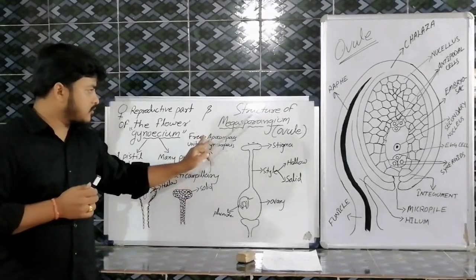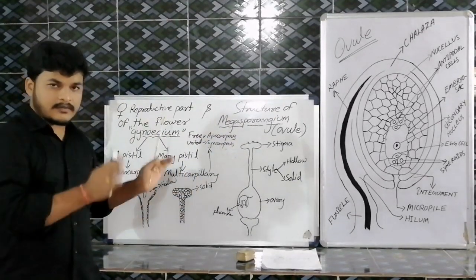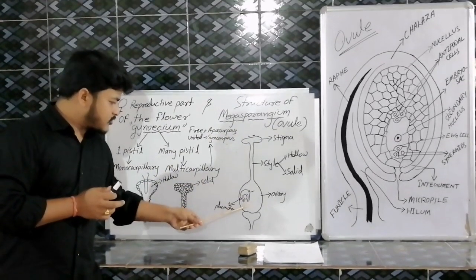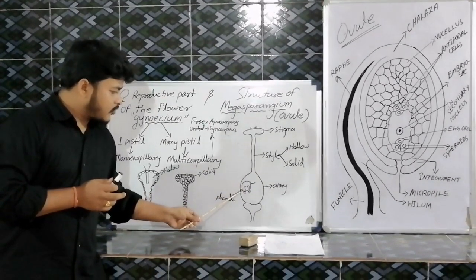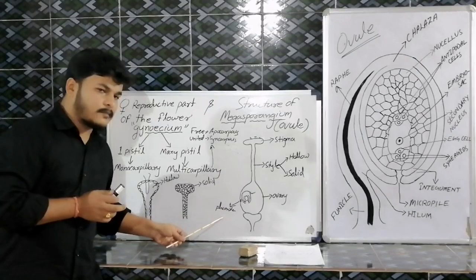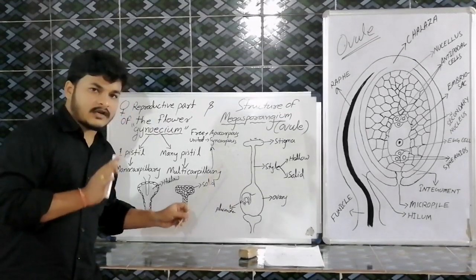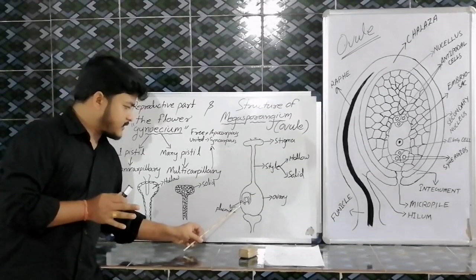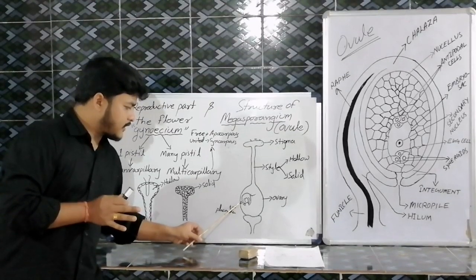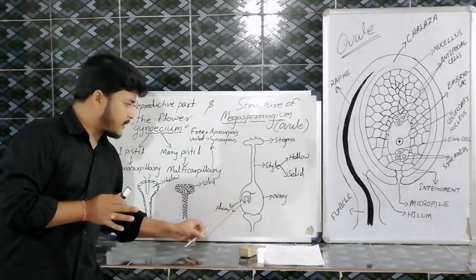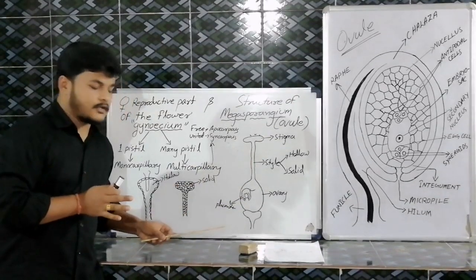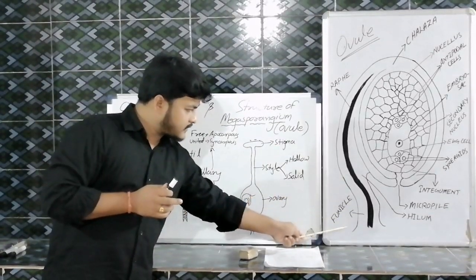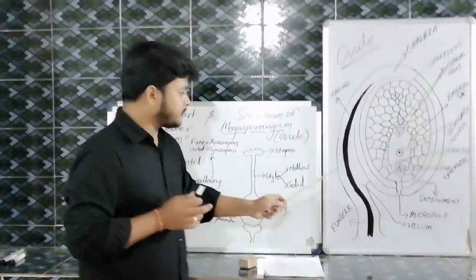Let's talk about the ovule. That was all about your gynoecium, the overall part. Now we can talk about your ovule. The ovule is attached to the ovary at a point. The point is otherwise known as the placenta. Repeat, the point is known as the placenta. The stalk-like structure from which the ovule develops is known as the funicle.